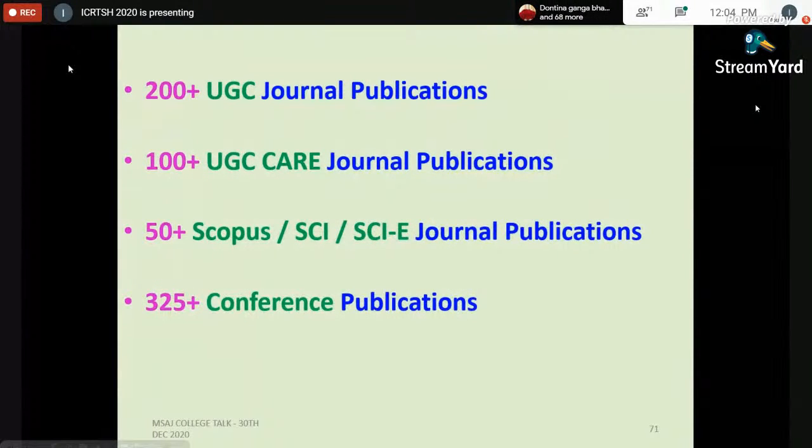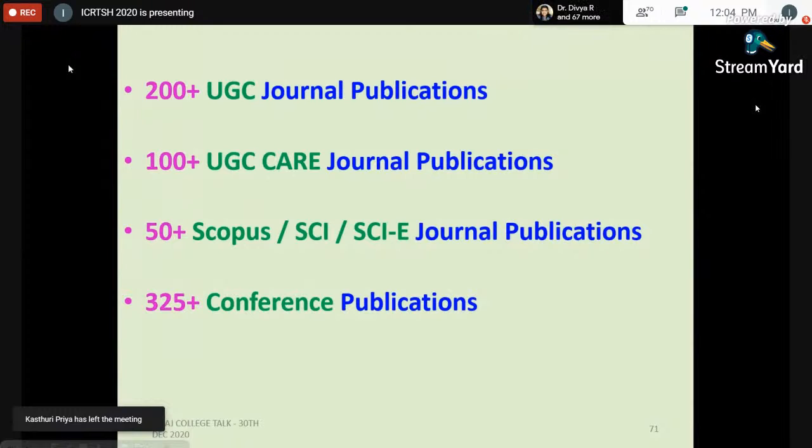Yeah, we have 200 plus UGC publications, including our MSc projects, 100 plus UGC CARE journals, since it is a revision from the UGC board, especially from the government of India, and 50 plus Scopus, SCI, SCIE journal publications. Especially in the Corona period, we have some 34 publications: 33 in Elsevier and Springer, and 1 paper in a general Scopus journal. So around 34 papers in the Corona period, from last January till December. And throughout my service, I have presented 325 plus conference publications. Next slide, please.